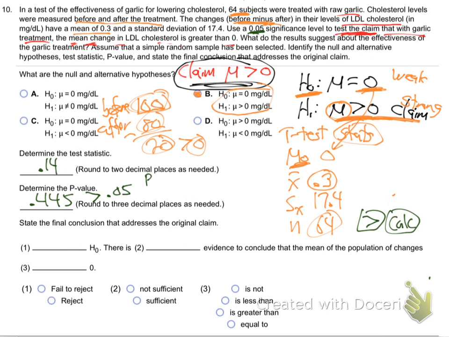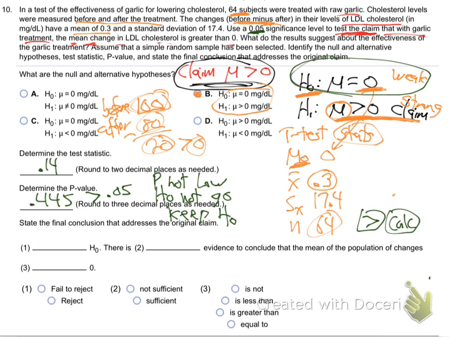So we'll say p is not low. So H0 does not go. We keep the null. So we're keeping the null. Here's our conclusion. We keep the null. We believe that the difference is really 0. The garlic is not really making a difference because there's not strong evidence.